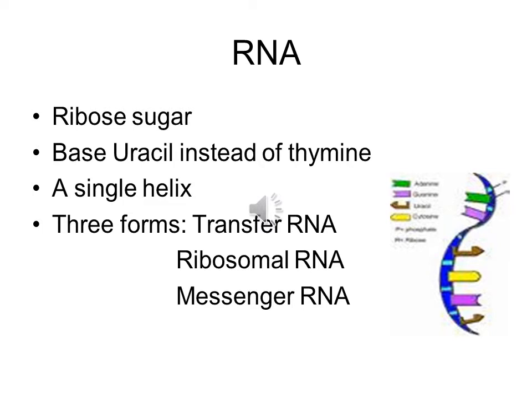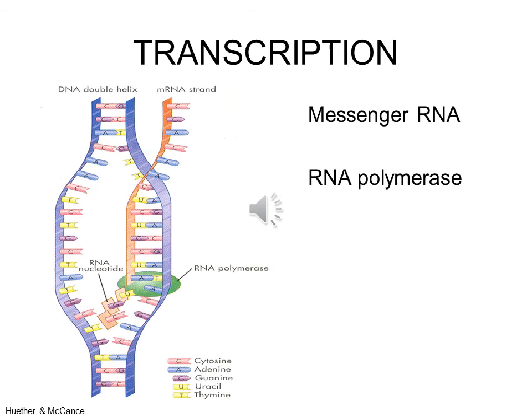Transcription involves the making of a strand of messenger RNA. Ribosomal RNA makes up part of the ribosome, and transfer RNA will be discussed soon. The process of synthesizing RNA from a DNA template is called transcription. The result of transcription is the formation of messenger RNA.